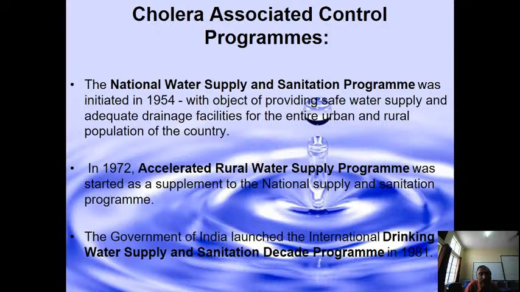Now, which are the programs associated with cholera control? One is the National Water Supply and Sanitation Program, because unless you get good water supply, nothing good will take place. In 1972, we had the Accelerated Rural Water Supply Program. This also is very important, because in the rural areas you do not have drinking water available at close locations. The Government of India has launched the International Drinking Water Supply and Sanitation Decade from 1981 to 1991. These are all things which the government is doing. Hope that things will improve, with more health education and more water supply to various people, we do have a cutting down on cholera, but we still have O139 with us. Thank you.